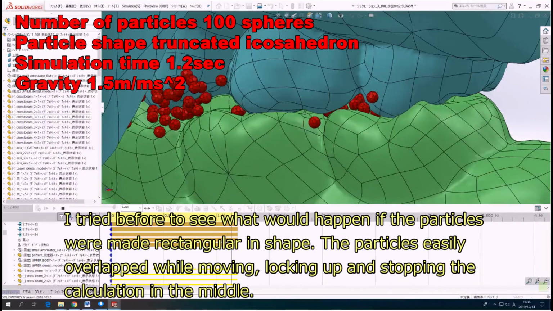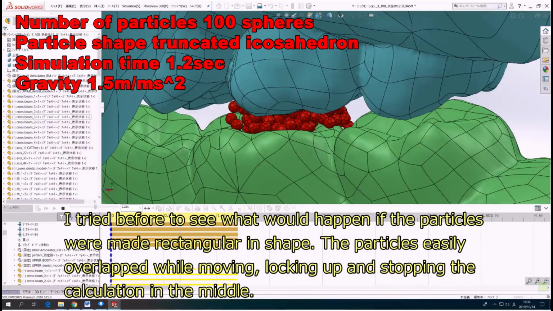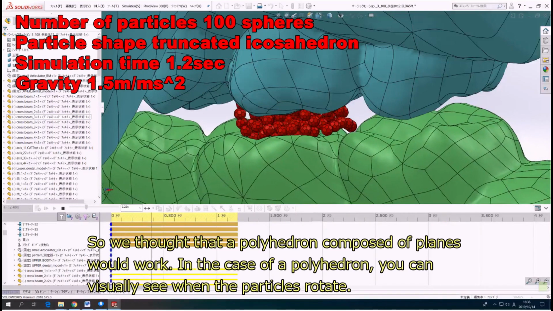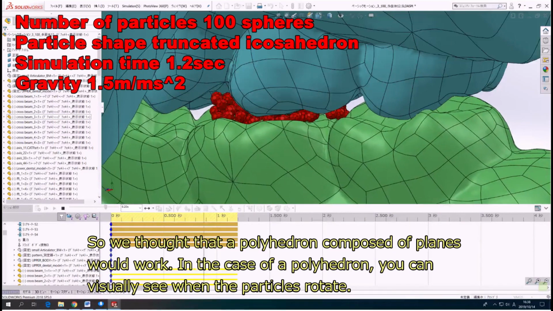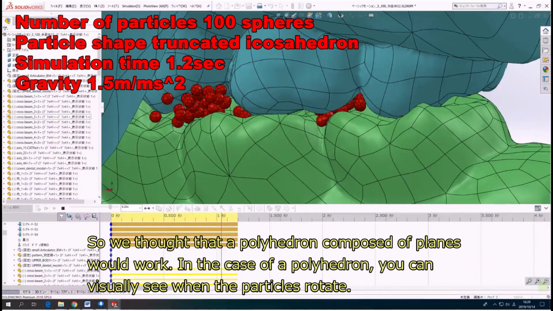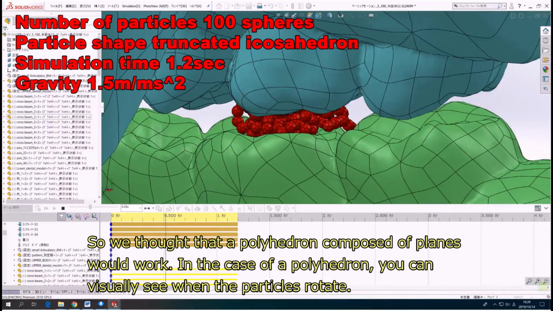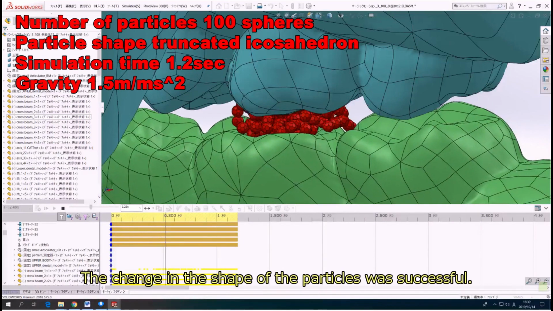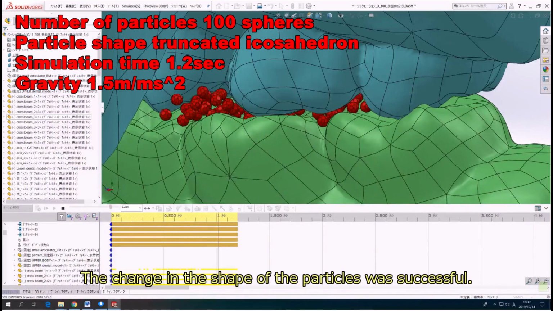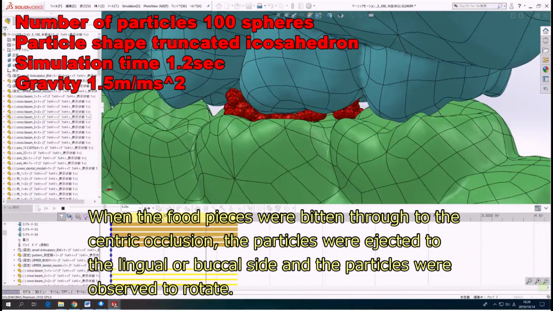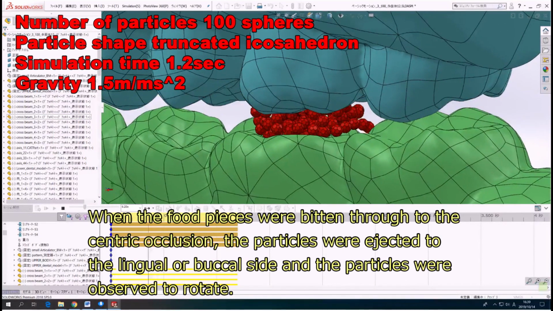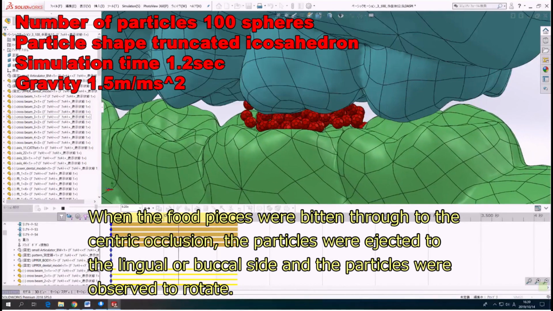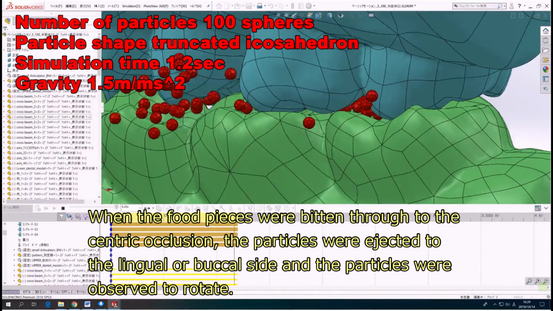The particles easily overlapped while moving, locking up and stopping the calculation in the middle. So we thought that a polyhedron composed of planes would work. In the case of a polyhedron, you can visually see when the particles rotate. The change in the shape of the particles was successful. When the food pieces were bitten through to the centric occlusion, the particles were ejected to the lingual or buccal side and the particles were observed to rotate.